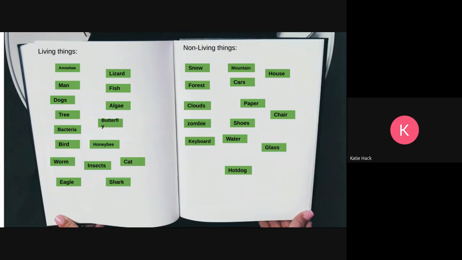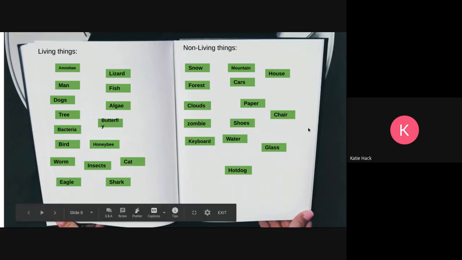That's right. Okay, so all living things. So insects are considered living. Now, some non-living things. So shoes, snow, a zombie is not living, a house, and glass. And there's just a list of a bunch of different things there. You can look at it if you'd like.